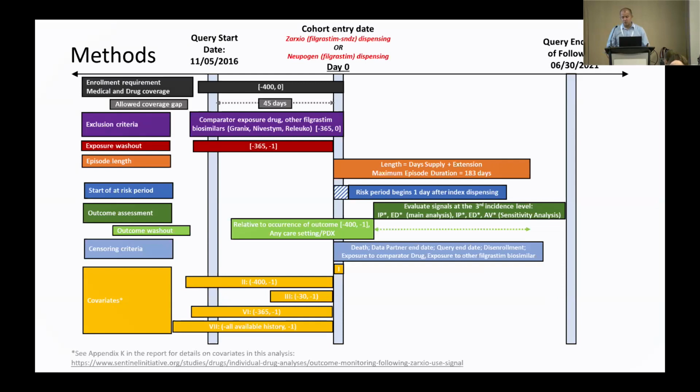Only the first qualifying treatment dispensing or administration of Sarcio or Neupogen was evaluated. We define new use as no evidence of the index-defining exposure in the 365 days prior to the index date. We also excluded patients with use of the competitor exposure or other filgrastim biosimilars and related biological products on index date or in the 365 days prior to the index date, as illustrated in the purple and red portions of the chart.